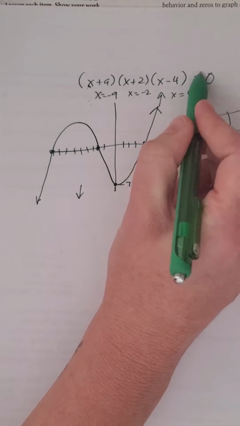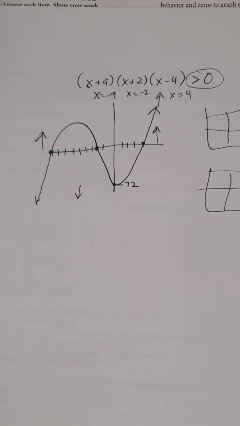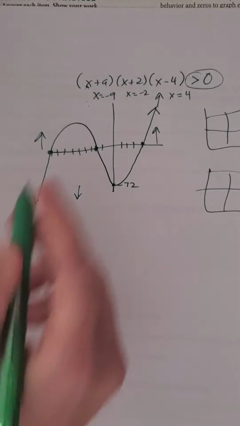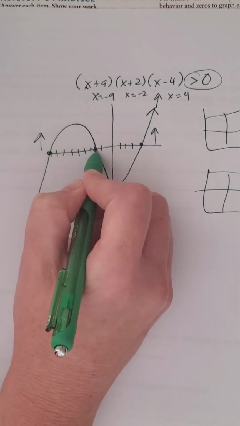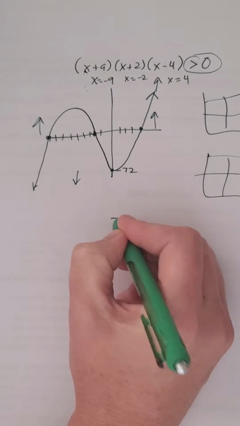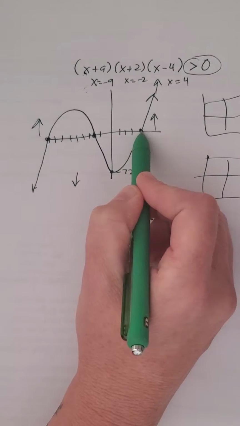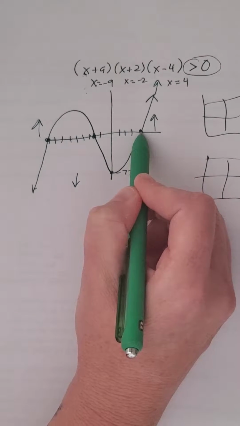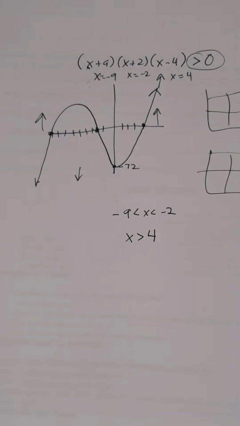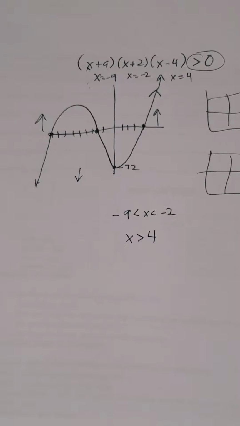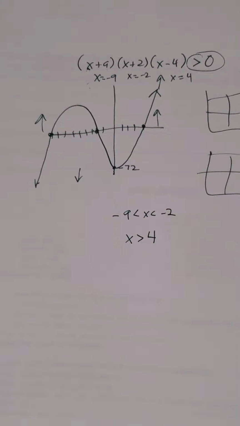Now, this time it's asking where it's greater than 0. Greater than 0 means positive, so above the x-axis. So the intervals for which that happens is between negative 9 and negative 2. And again, after positive 4. And it never decreases again. And these are the intervals on which this graph is greater than 0.